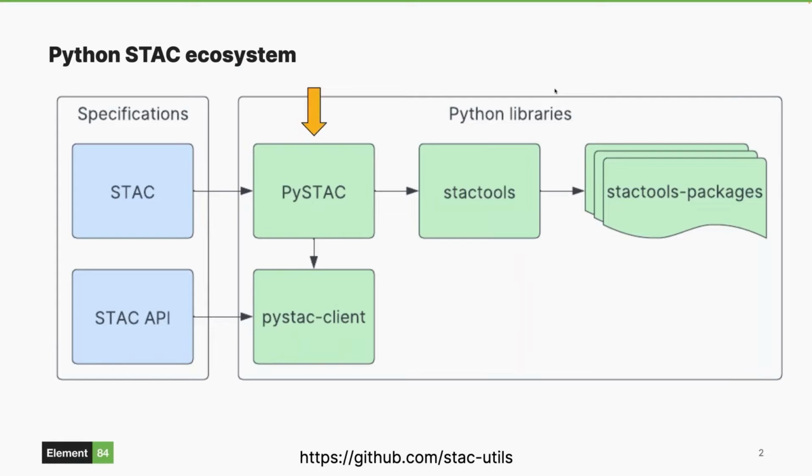PySTAC is the foundational Python repo. It has very, very minimal dependencies. It's meant to be light and stable, so that folks can depend on it and not worry about stuff changing or pulling in dependencies you don't want. It is an implementation of the STAC spec. PySTAC Client leverages PySTAC to extend it to work with STAC APIs. So you heard Matt talk about the difference between the STAC spec and the STAC API spec earlier. So PySTAC Client is for the API.